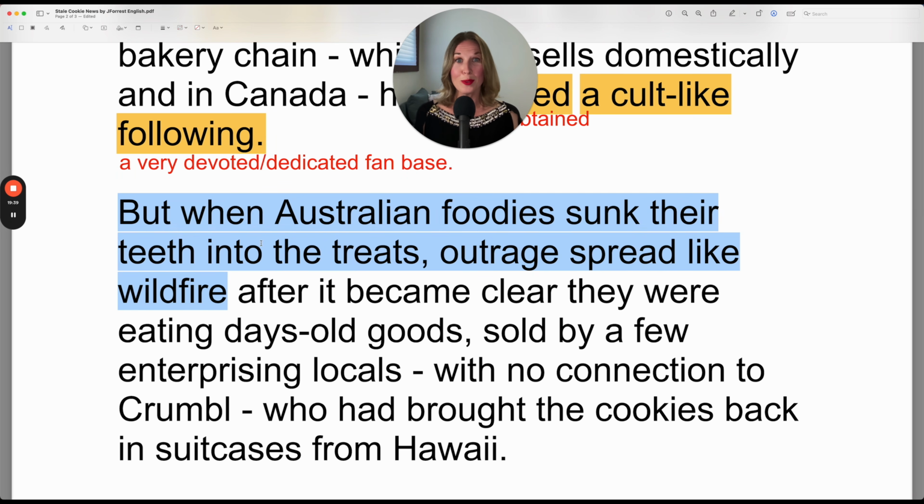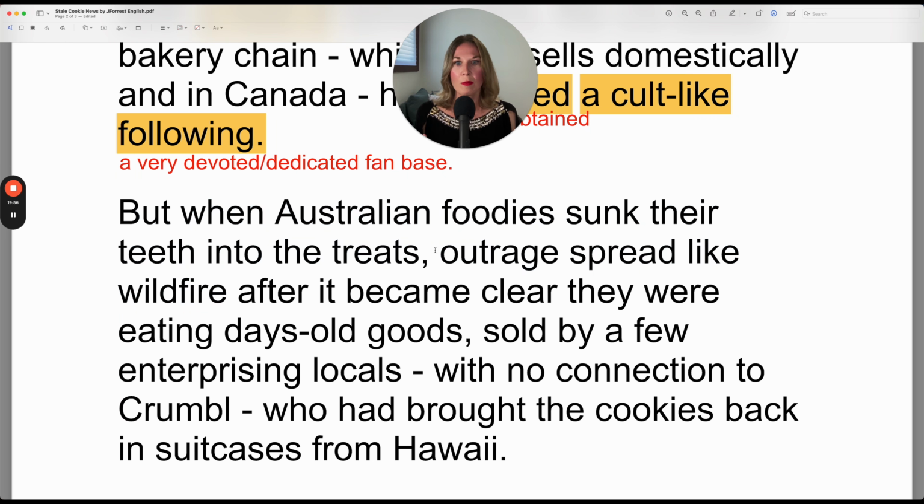Okay, let's review this before we move on. But first of all, do you get a sense that this is positive or negative? It's always useful when you're reviewing something to understand the context, understand the emotion. Is this something positive or negative? Well, it's negative, because we have words like outrage, and this is something negative, and it spread like wildfire, which also has a very strong image in your mind.